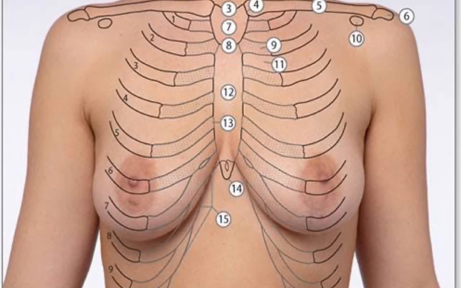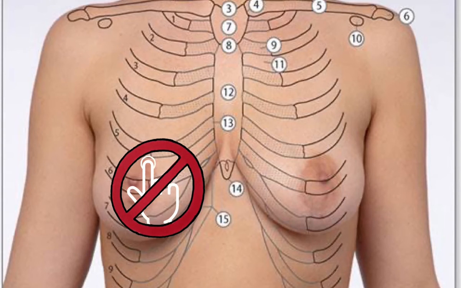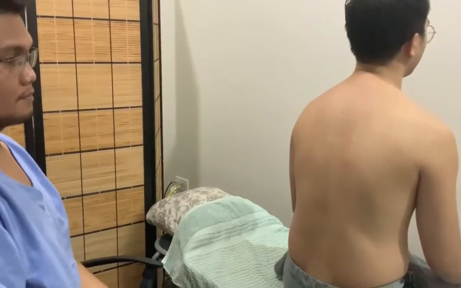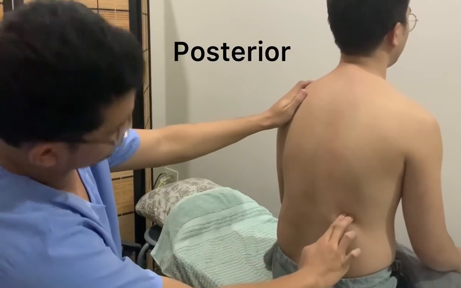To count the intercostal spaces in a woman, displace the breast laterally or palpate more medially. Avoid pressing too hard on the tender breast tissues. Next up is the posterior part of the thorax.